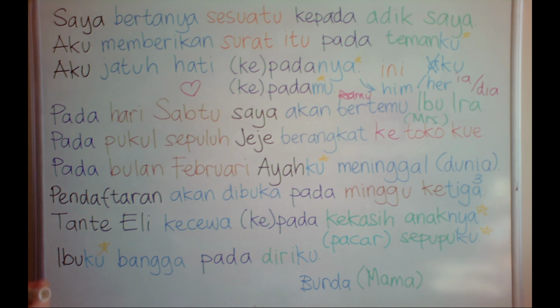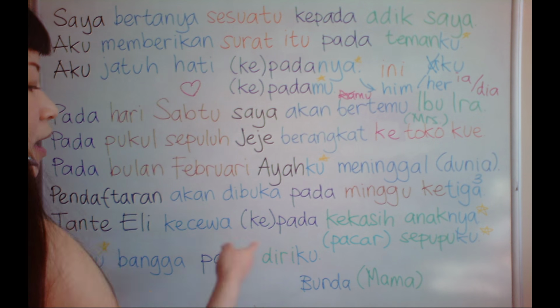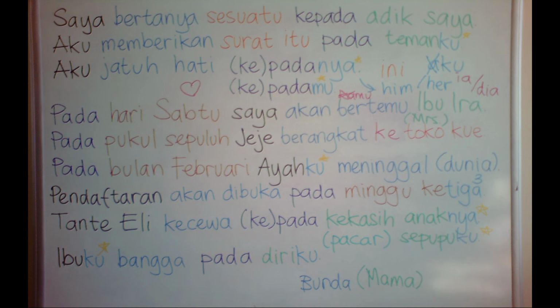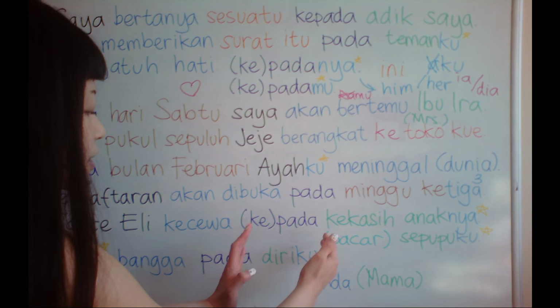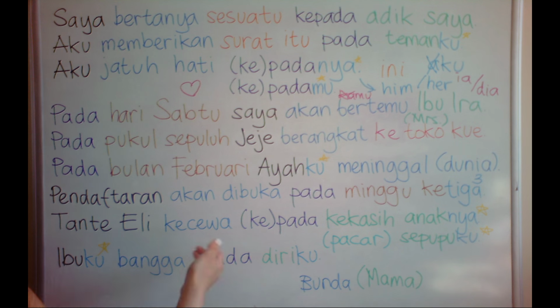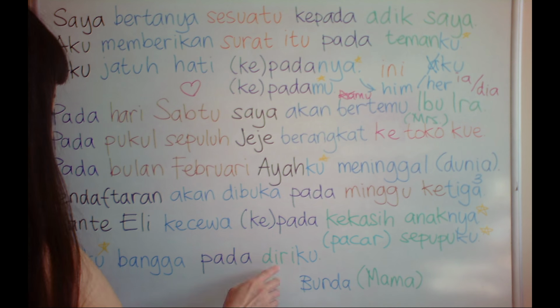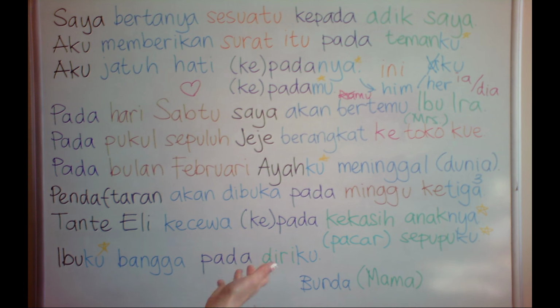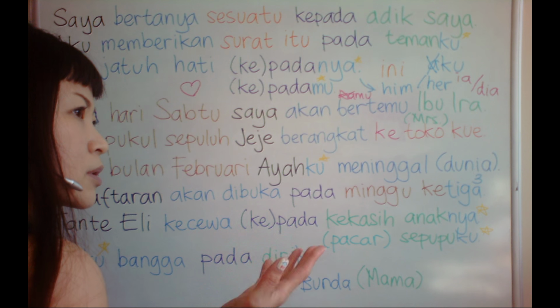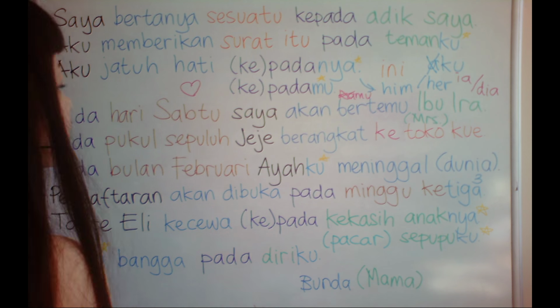My mom, my mother. Ibuku, bangga, proud. Pada, with. Diriku. Diri is self. Ku is I, aku. Myself. So together it becomes me. My mother, proud about me, proud of me, proud with me. Ibuku, bangga, proud. Pada, with, about, or of. Diriku, myself, me. My mom, proud with me. My mom, proud about me. I think the most correct one is my mom, proud with me. Yeah, with me.